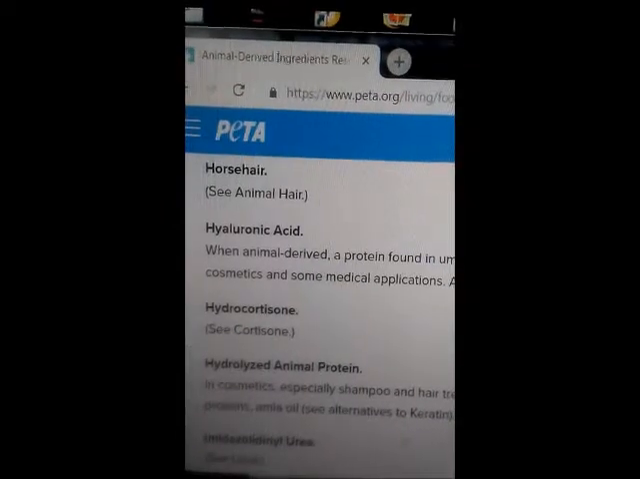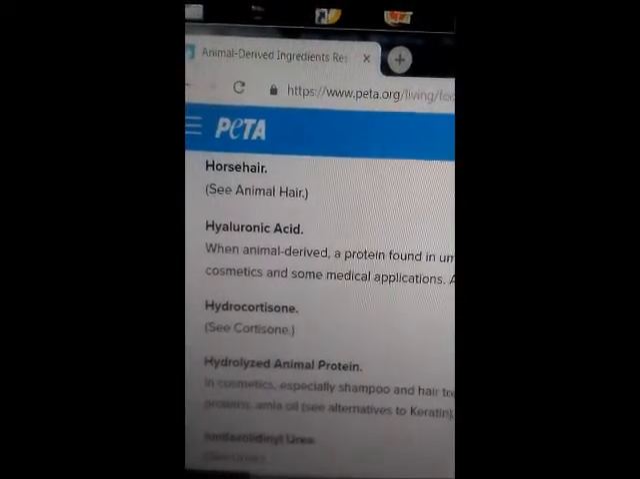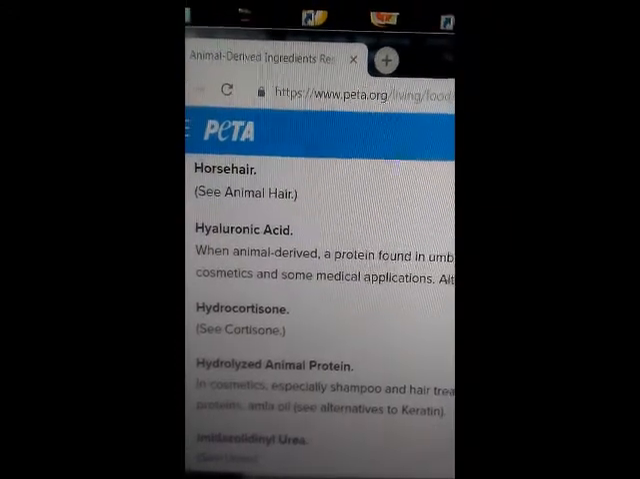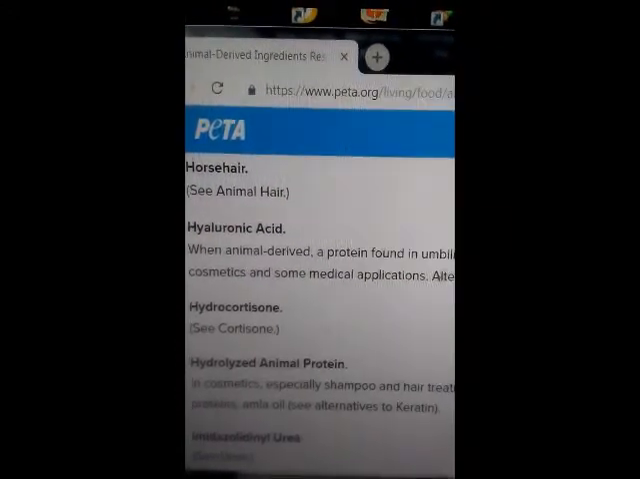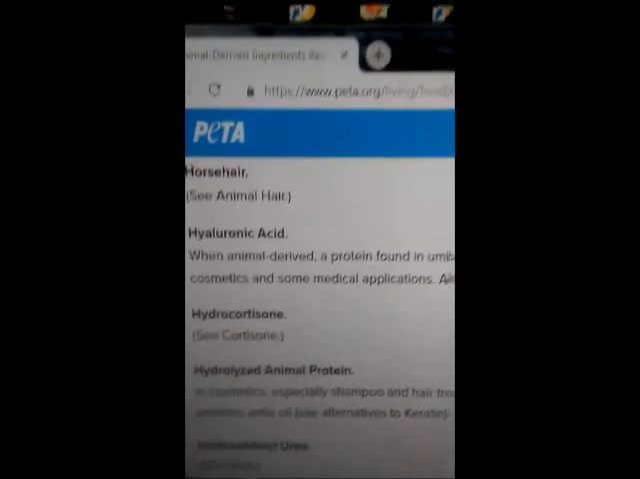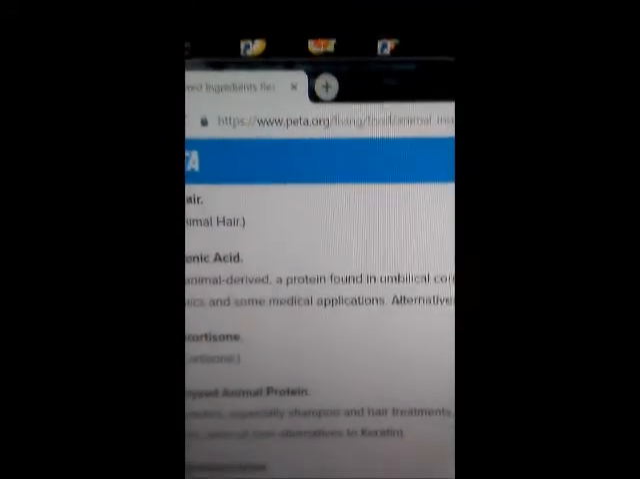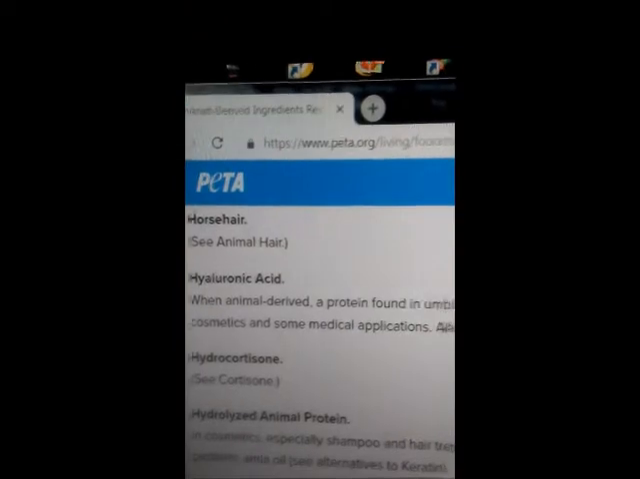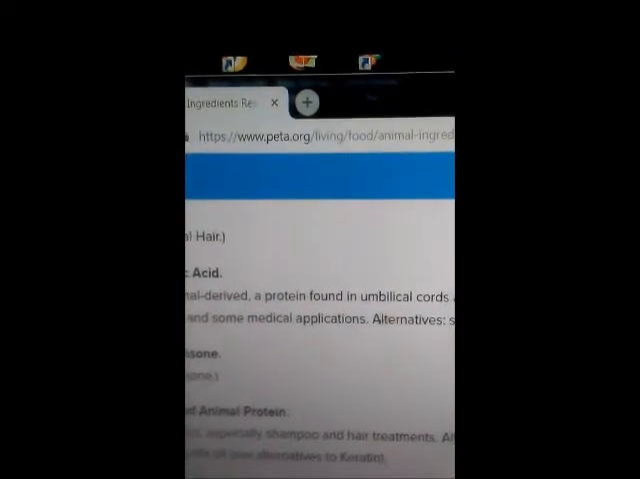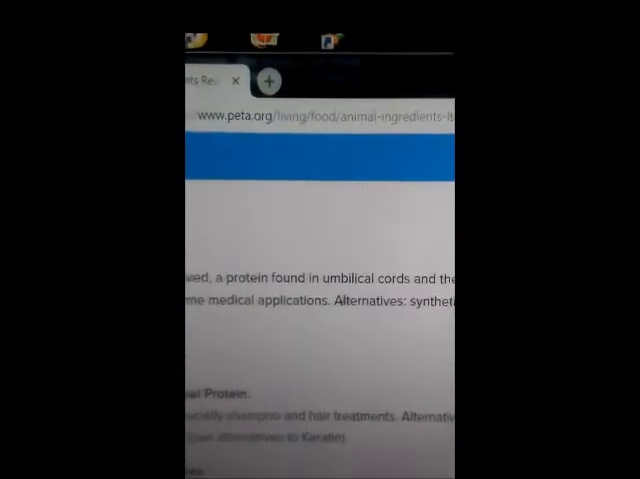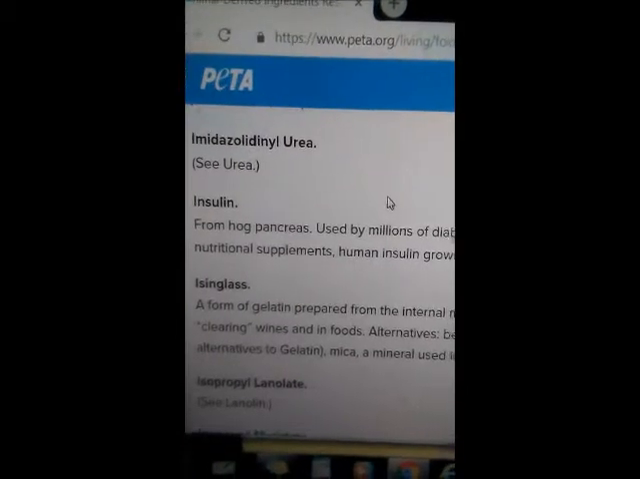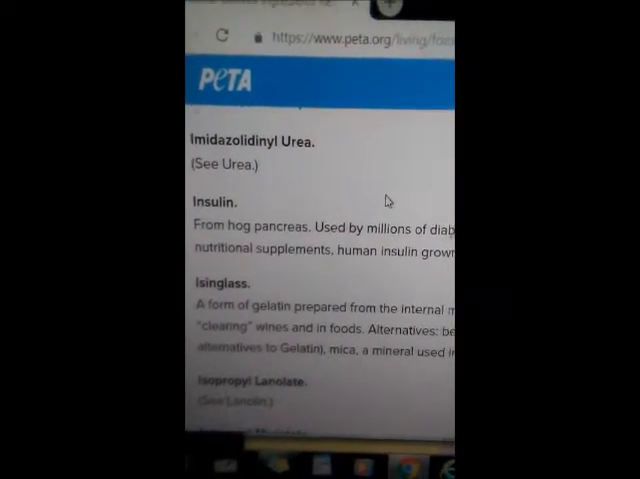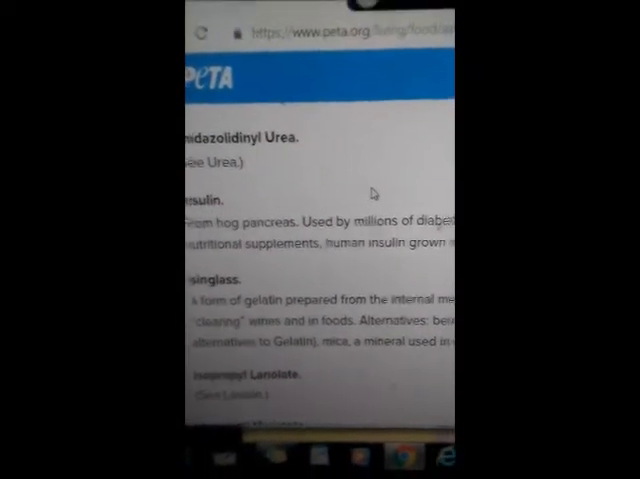Oh, wait, here's another one. Hyaluronic acid, when animal derived, that means if the product is animal derived, a protein found in umbilical cords and the fluids around the joints, used in cosmetics and some medical applications. Okay, now this is for many. Now this is the main one that I really want to hit right here.